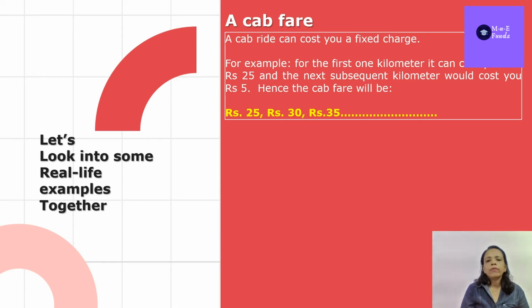So the fare will be like this. For the first kilometer it will be 25, for the next kilometer it will be 30, and for the next 1 kilometer it will be 35, like this. So it maintains a series 25, 30, 35, 40. Here the first term is a and the common difference is 5. So it maintains a series AP 25, 30, 35, like this.